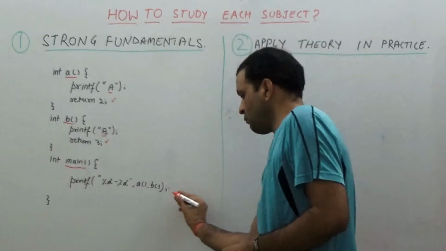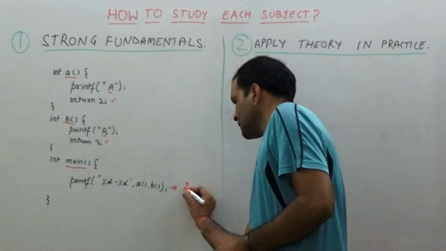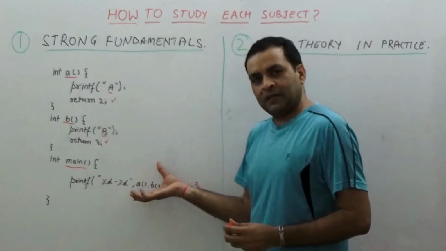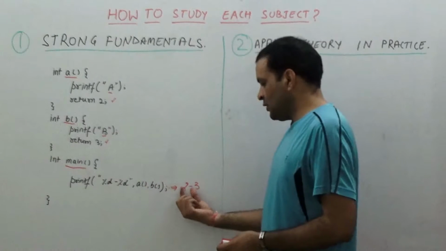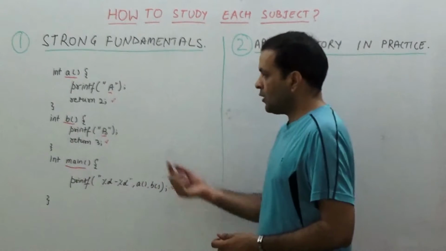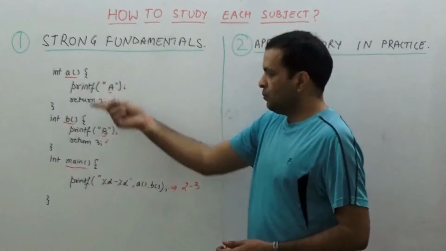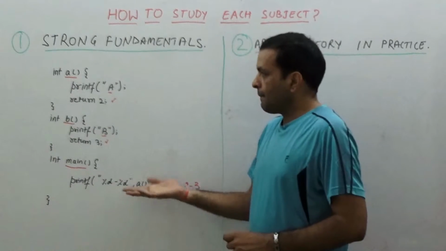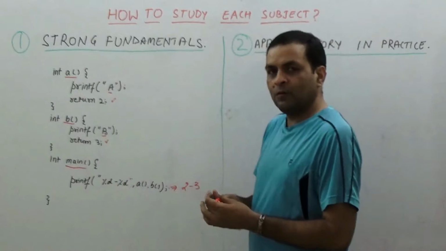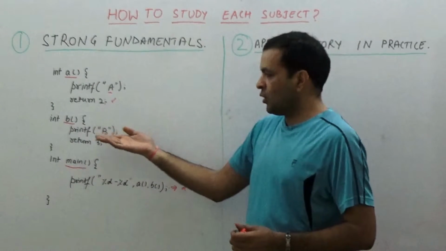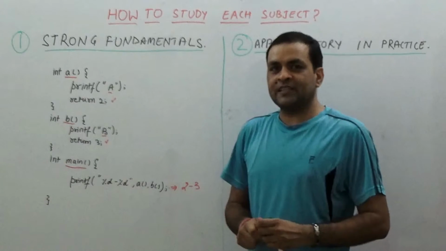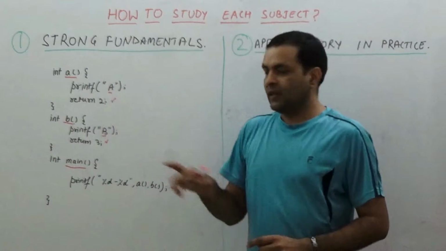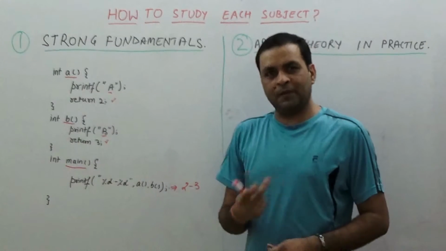So this statement of main will definitely print 2-3. Output of this statement will definitely be 2-3 because A is returning 2, B is returning 3. But before printing this statement, A function is called which prints A and B function is called which prints B. The question is that this A and this B are printed in what order? ये A और ये B किस order में print होंगे?